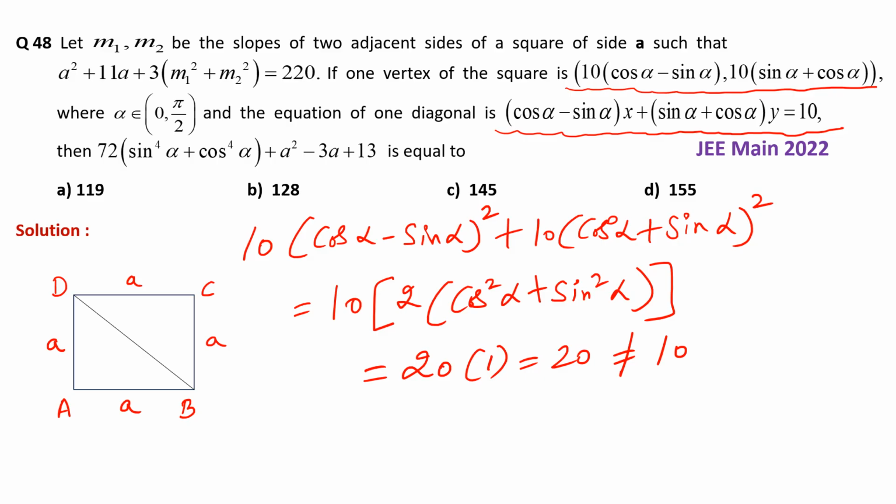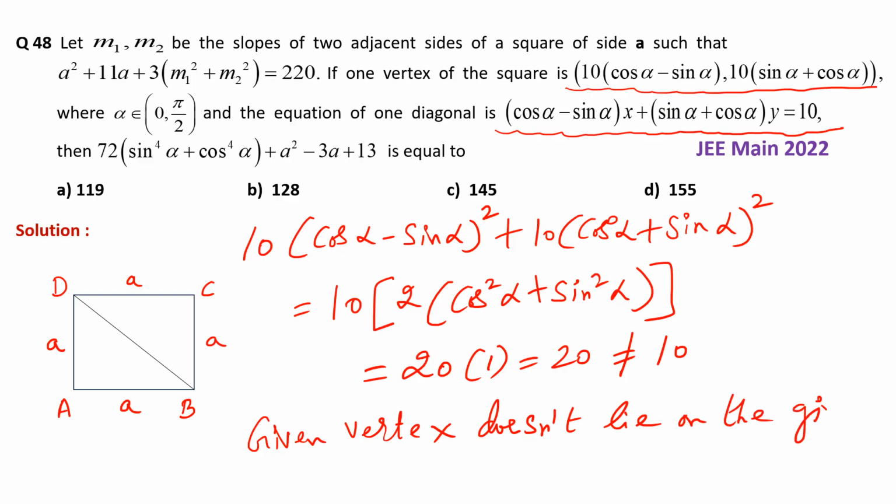So hence I can conclude that the given vertex does not lie on the given diagonal. Right? So if I am assuming the diagonal as BD, then the vertex can be either A or C. So now I am taking this given vertex to be A. Right? Now students, we move further.